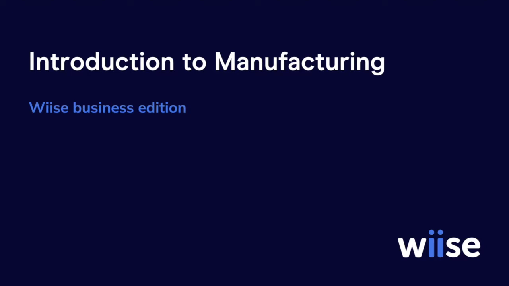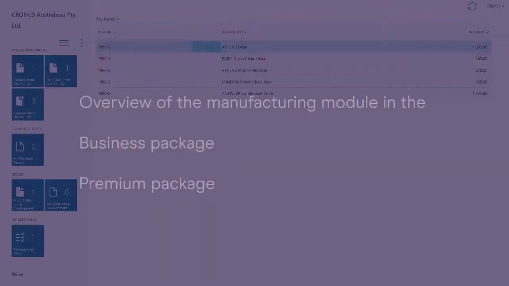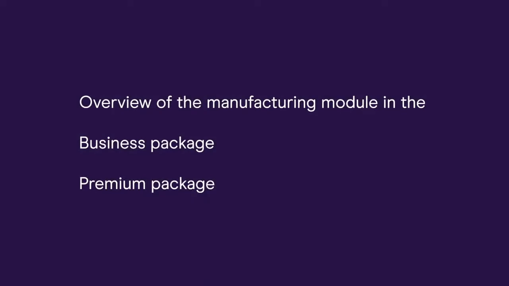In this video, you will see an overview of our manufacturing module for any business that needs more than the assembly and kitting capabilities in the business package of Wiise. You'll understand what's available in the premium package of Wiise to deliver a more comprehensive view of your manufacturing. See your business clearly with Wiise.